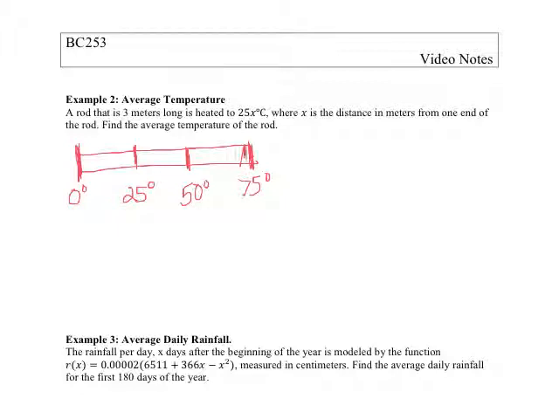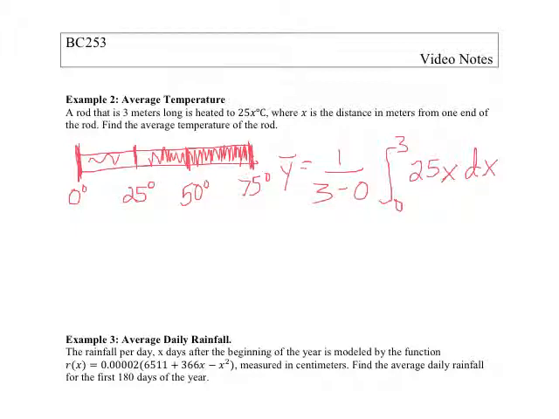So it's very hot towards the right side of the rod, and it gets colder as we get closer to the end of the stick. What we're trying to do is find the average temperature of the rod. Our lower bound is 0, and our upper bound is 3. Our function for temperature is 25x. For average value, we're going to do 1 over b minus a, and this will give us our average value for the temperature.